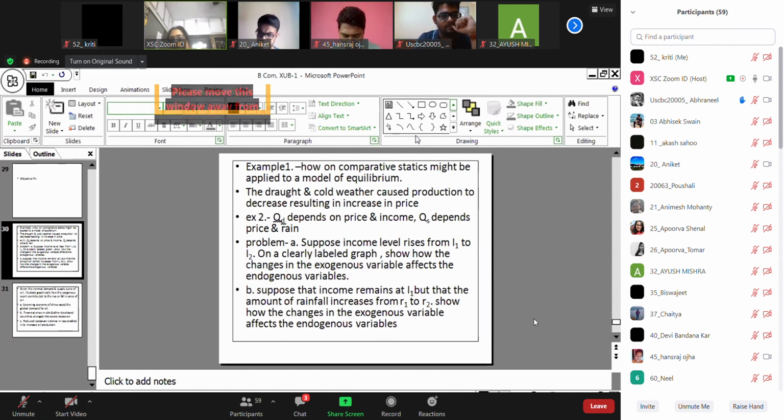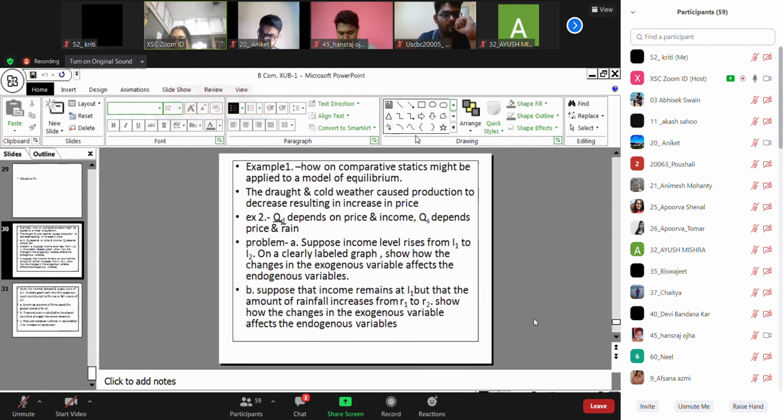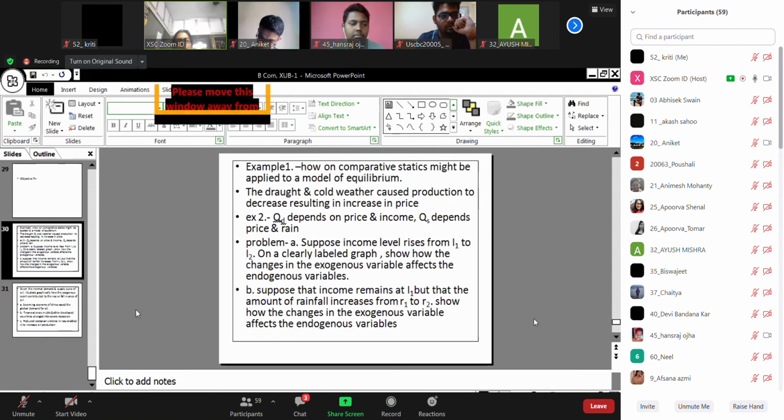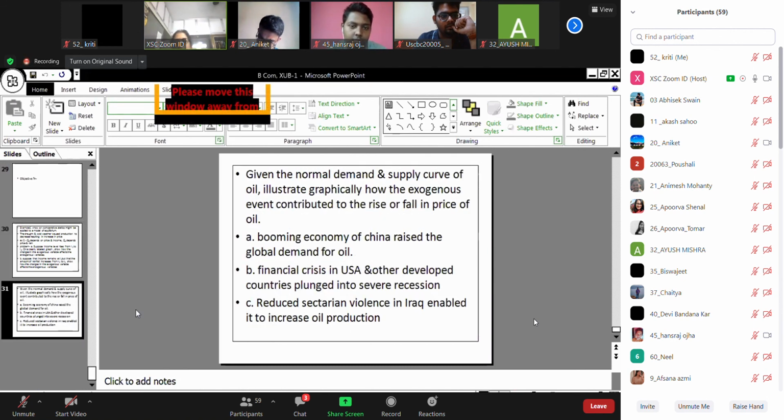So when there is an increase in rainfall, there will be an increase in supply. The demand curve will remain the same, and the supply curve will shift to the right. Now you can see what will be its impact on the quantity and the price. You can go through these examples; I will share the PPT with you.